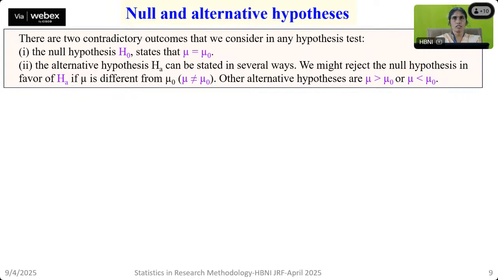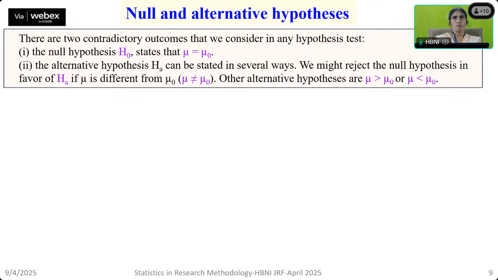That means mu is equal to mu 0. Mu is the measured one, mu 0 is the reference one or the theoretically predicted one. So if mu and mu 0 are equal, that will be the null hypothesis most of the time, if not mentioned otherwise. The alternative hypothesis is that mu is not equal to mu 0. The measured value is different from the theoretical value.